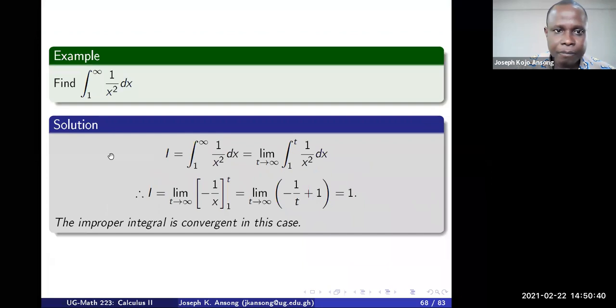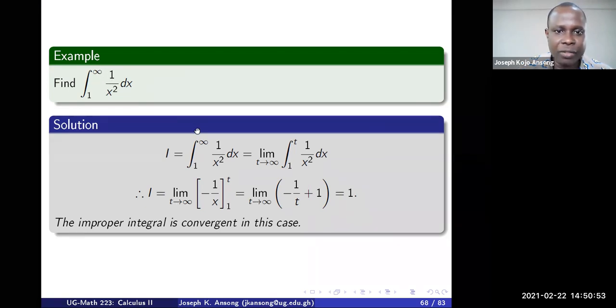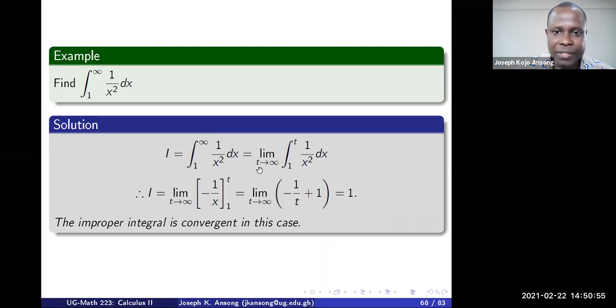Okay, so here's a simple example. We want to find the integral from 1 to infinity of 1 over x squared dx. Okay, so once again, because we have infinity here, replace this with some number. You can call it b or t or whatever. So in this case, I replace it with t, and I'm finding the limit as t goes to infinity of this integral. So I just compute this with all the knowledge we know about computing definite integrals. Once I'm done with that, I find the limit as t goes to infinity.